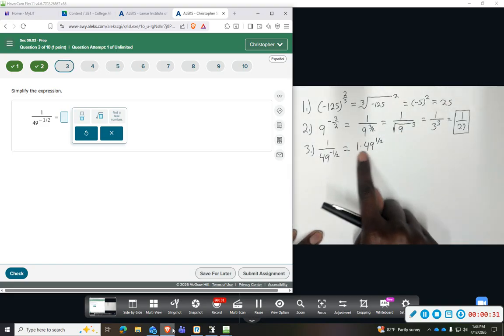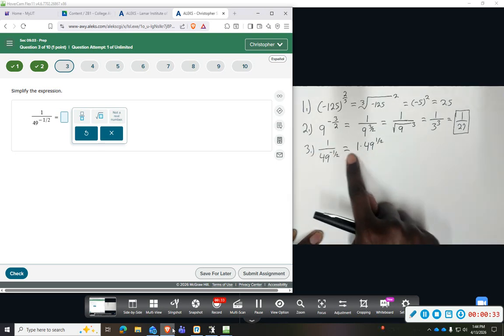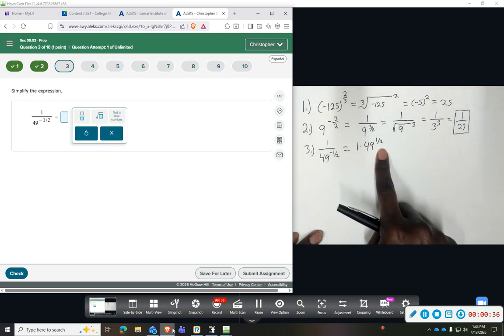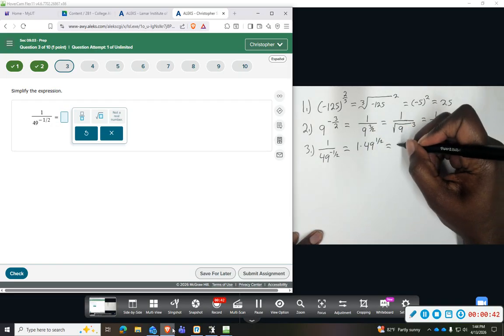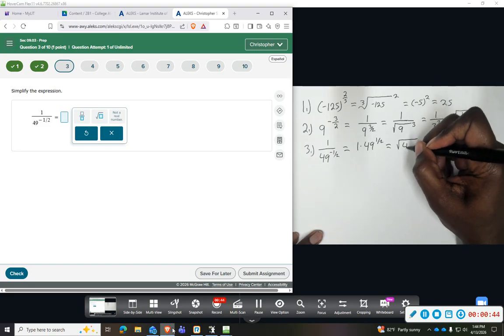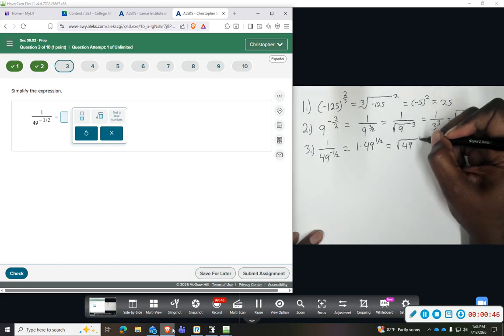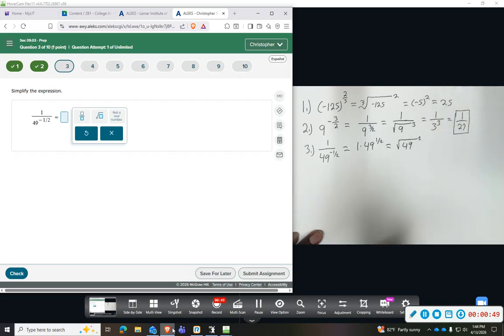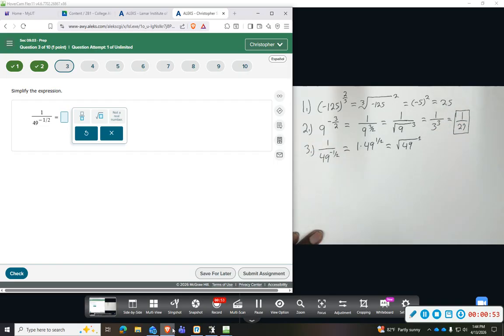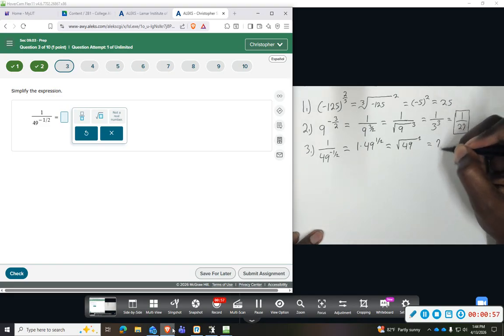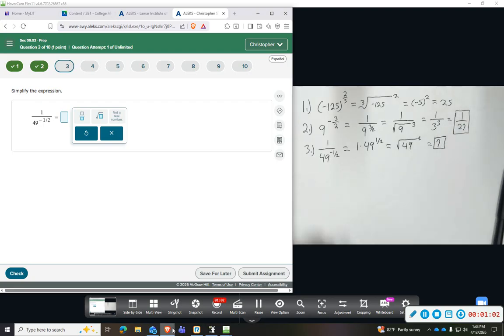Now 1 times anything is itself, so that 1 is just going to get absorbed into this process. 1/2, we're taking the square root. So this just means square root of 49. And you can say raised to the first power, but it doesn't mean anything. Anytime you raise something to first power, that's just understood as the same number. So the square root of 49, we get 7. Now we should do plus or minus 7, but we're just focusing on the positive for right now.